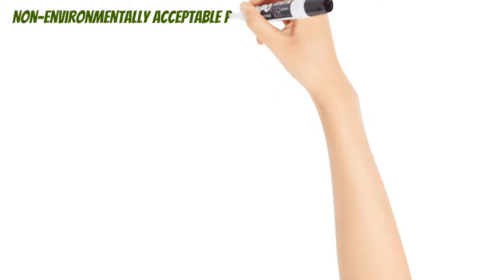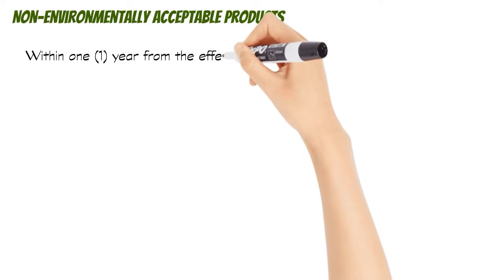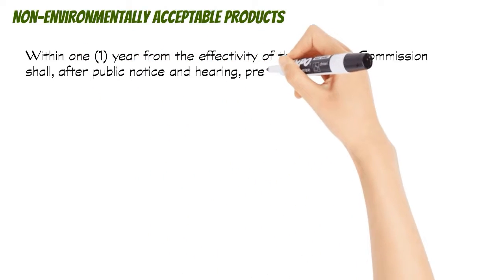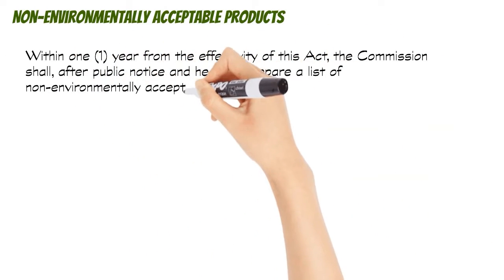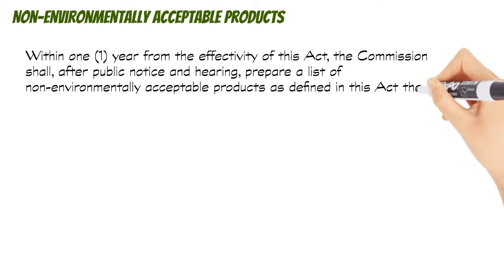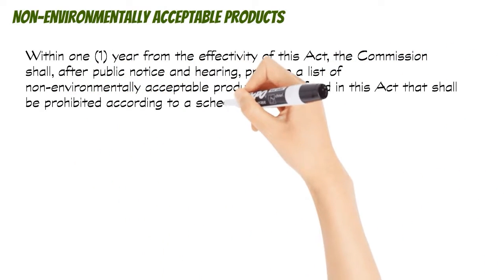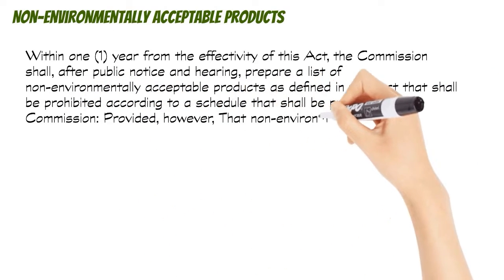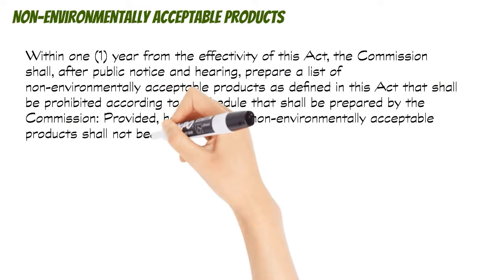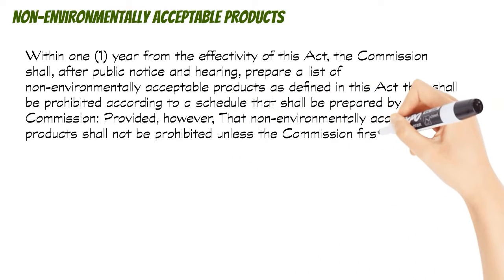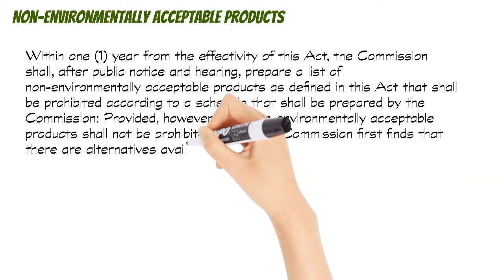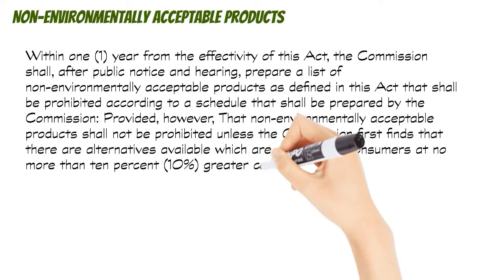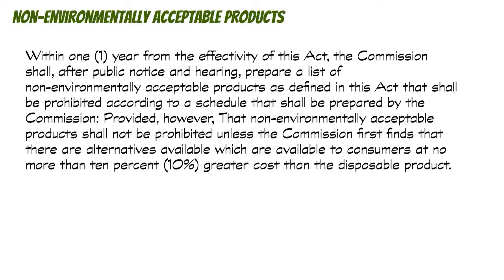Non-environmentally acceptable products. Within 1 year from the effectivity of this Act, the Commission shall, after public notice and hearing, prepare a list of non-environmentally acceptable products as defined in this Act that shall be prohibited according to a schedule that shall be prepared by the Commission. Provided, however, that non-environmentally acceptable products shall not be prohibited unless the Commission first finds that there are alternatives available to consumers at no more than 10% greater cost than the disposable product.